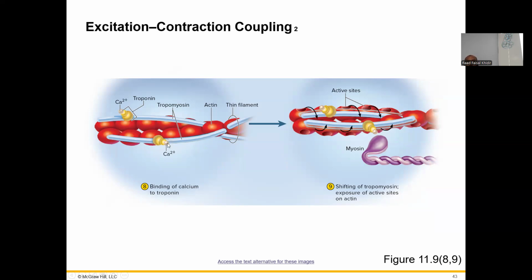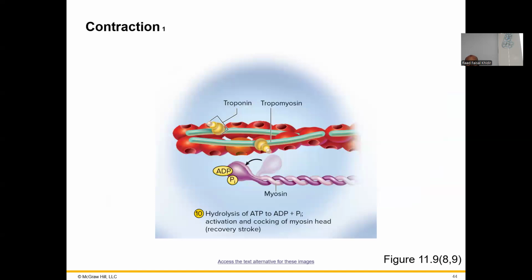Are you guys following here? When calcium binds, what happens? You see the arrow moving up or down, exposing. With no calcium, there are no holes. With calcium, everything moved away, and now you can see the holes. And in these holes, who's going to bind? Myosin. And that's going to cause the shifting of the tropomyosin, exposing the active sites on the actin.